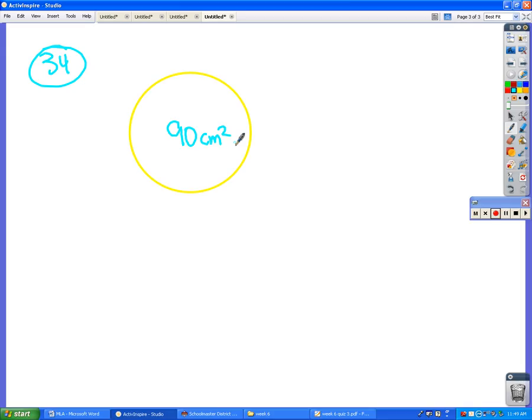But a circle has no sides, so its formula is not x squared. How do you find the area of a circle? Pi r squared. Which one of those numbers do we know? The area. The area they told us is 90. So we know 90 and we know pi.